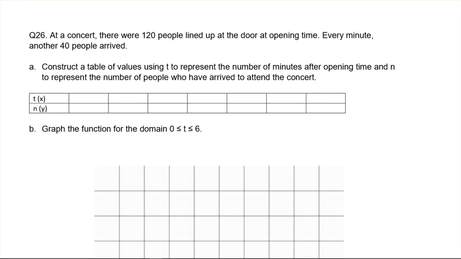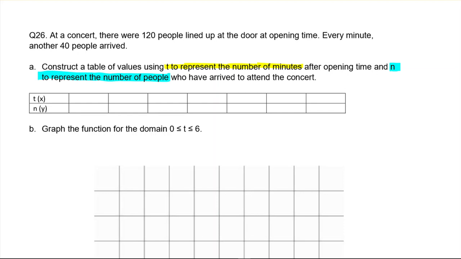Okay, question 26 is about graphing. It says at a concert there were 120 people lined up at the door at opening time. Every minute another 40 people arrived. Construct a table of values using t to represent time or the number of minutes and n to represent the number of people.